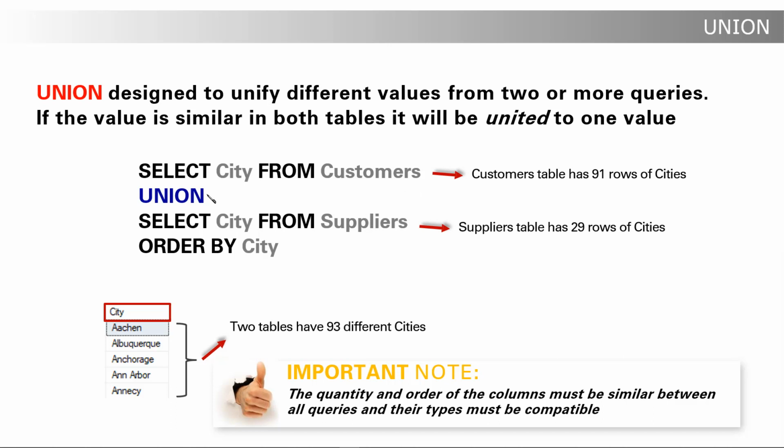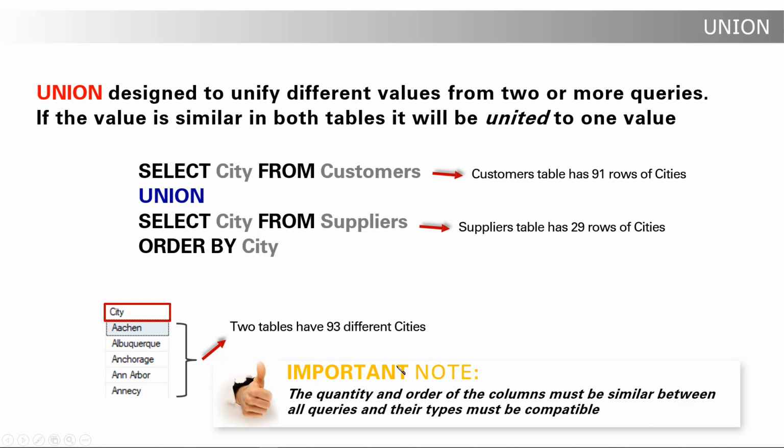Now, if we want to do union, what it will do, if it sees a city that belongs here and here, it will combine them. If the city is located here but not here, it will be unique by itself. And this is why if we do union, we see that eventually we have 93 different cities.